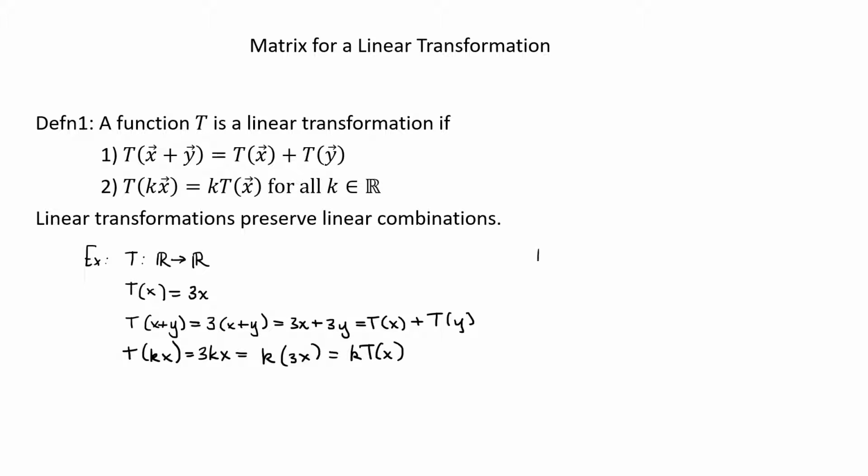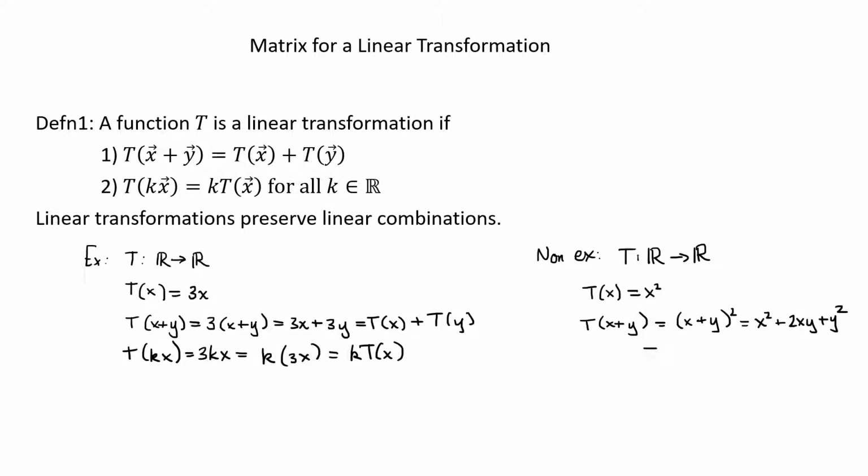How about a non-example? So something that's not a linear transformation. Let's look at the squaring function. If I take the sum of two numbers, x and y, and I square that sum, I get x squared plus 2xy plus y squared, which is not equal to x squared plus y squared. Okay, so this is not linear.